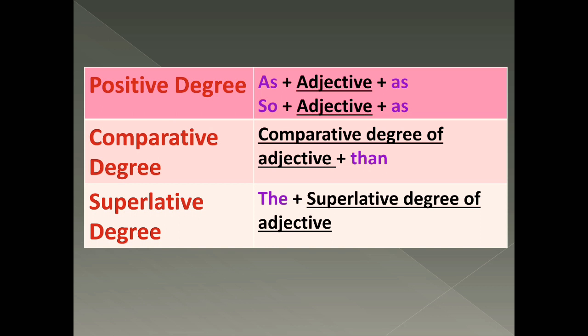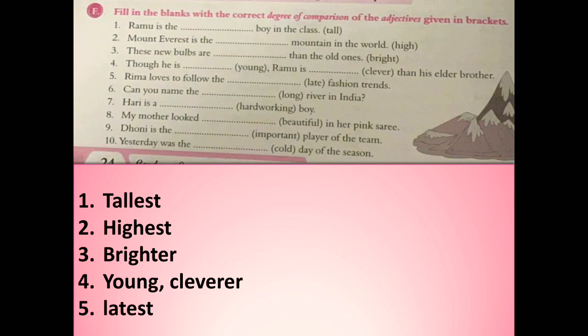So students, let's move to the exercise. Fill in the blanks with the correct degree of comparison of the adjectives given in the bracket. Ramu is the dash boy in the class. So Ramu is compared with other boys in the class. That means more than two boys in the class. So we have to use superlative form. Overall, there is the word "the". So after "the", we always use superlative form. So the answer will be the tallest.